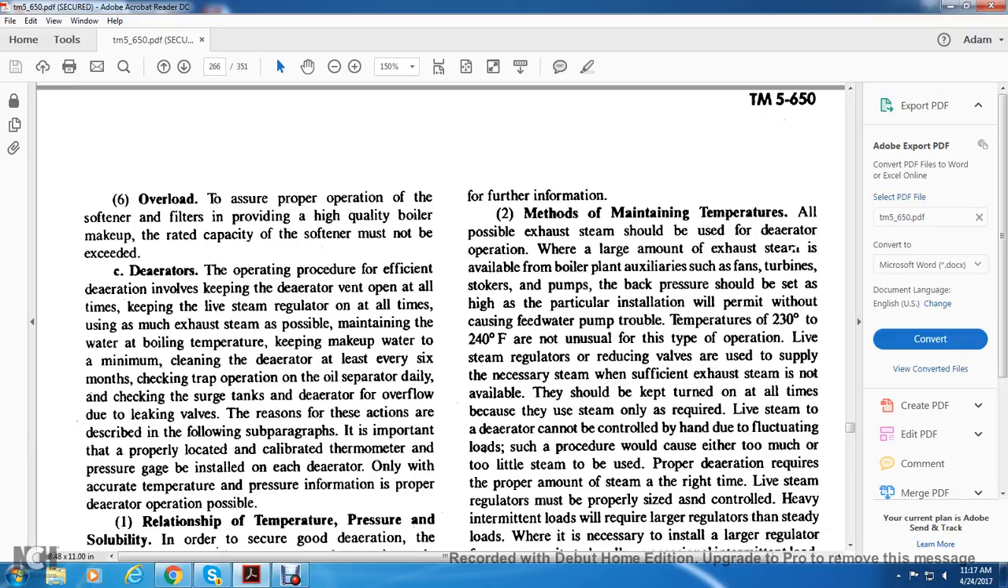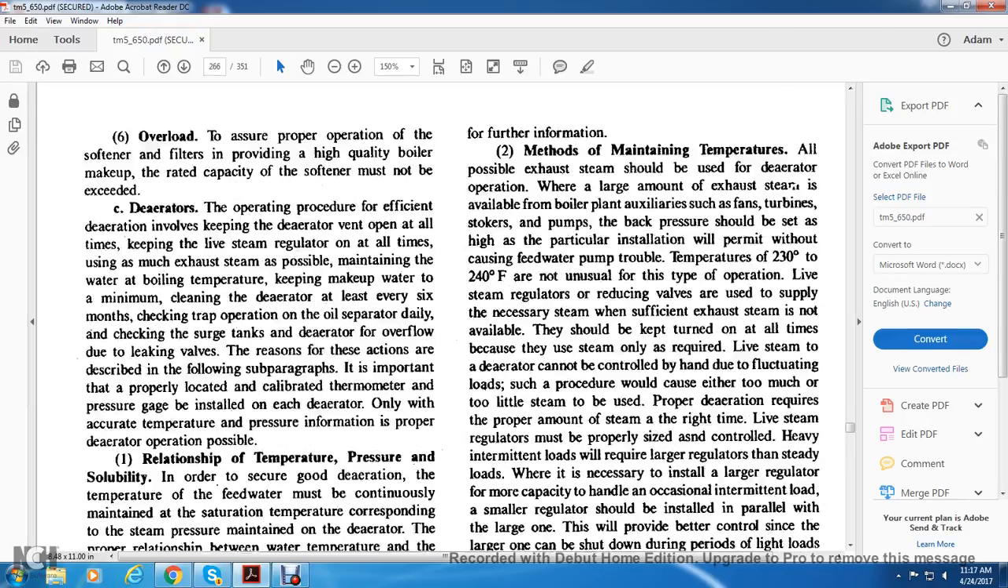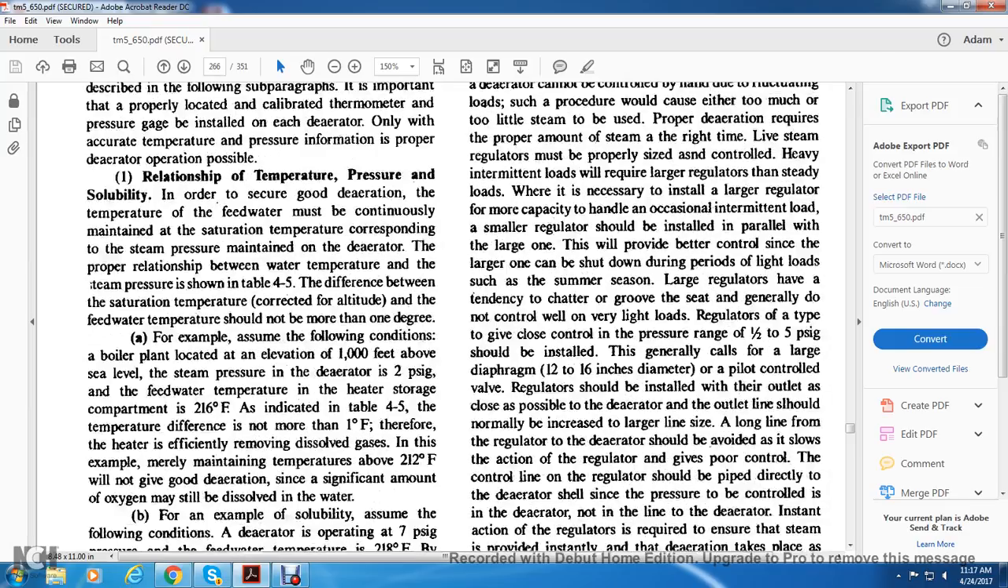The reasoning for these actions is prescribed in the following paragraphs. It is important that a properly located, calibrated thermometer and pressure gauge be installed with each deaerator. Only with accurate temperature and pressure information is proper deaerator operation possible.